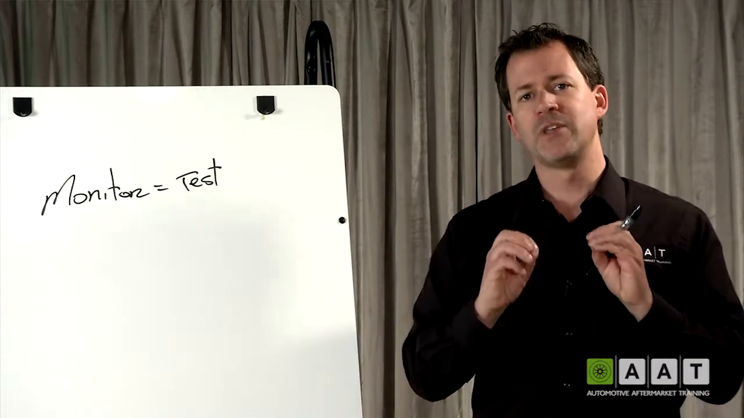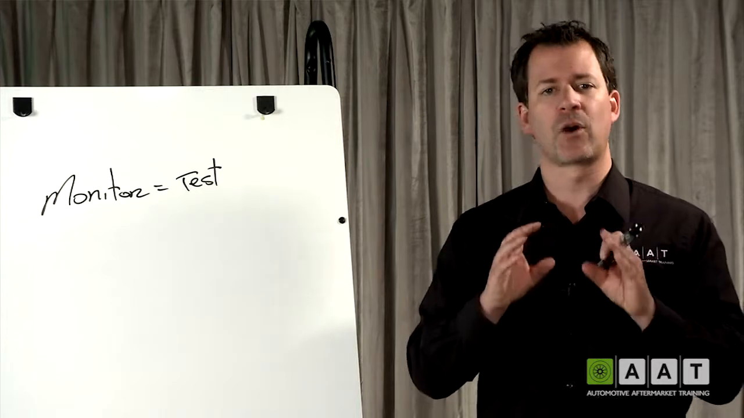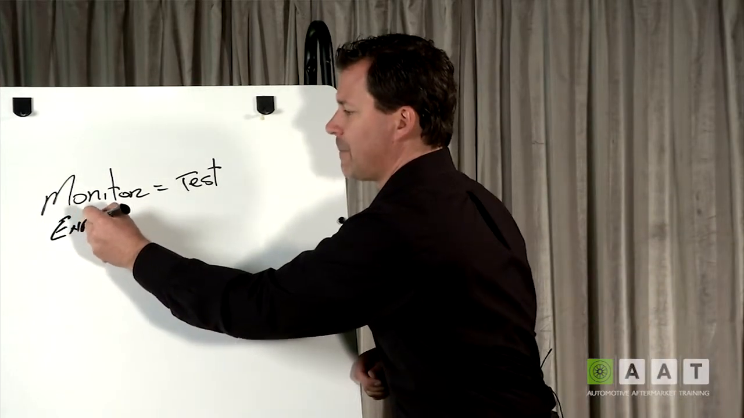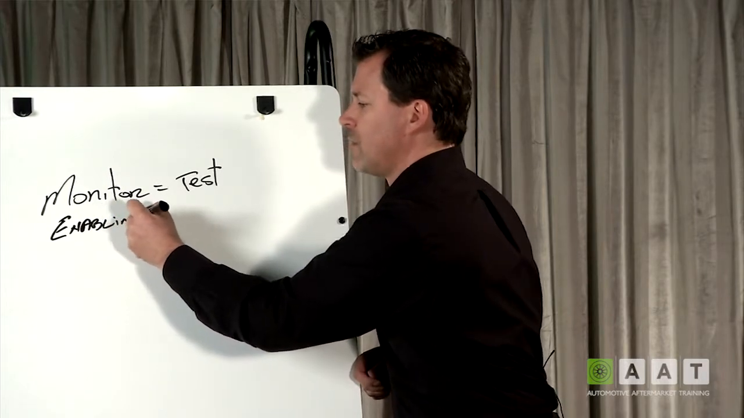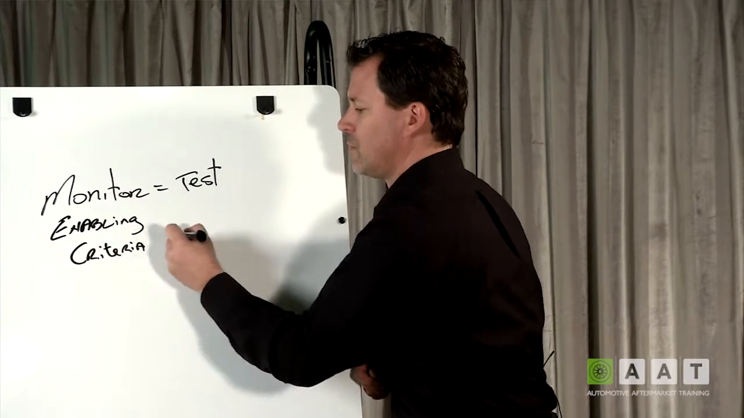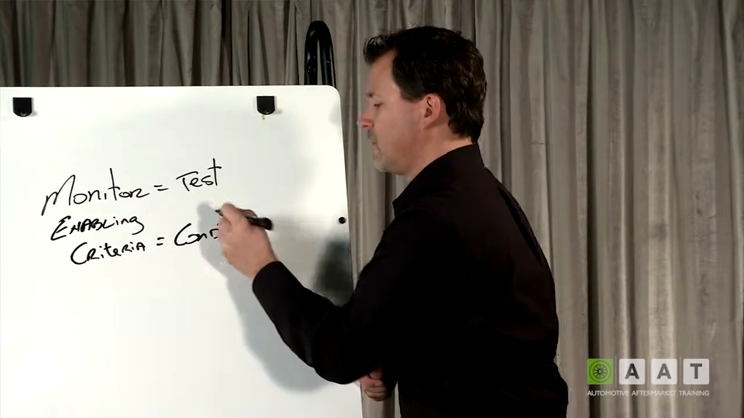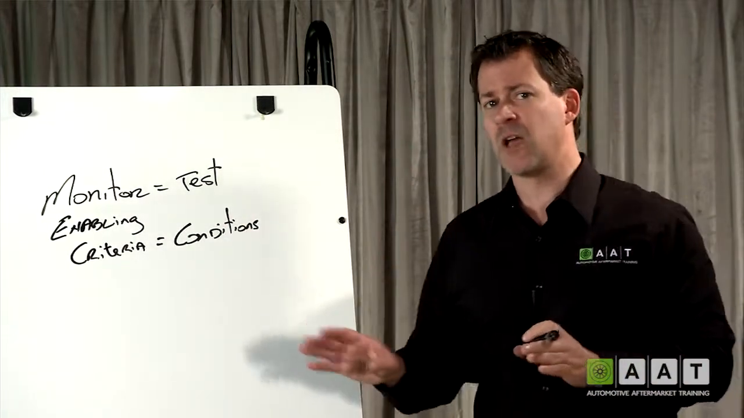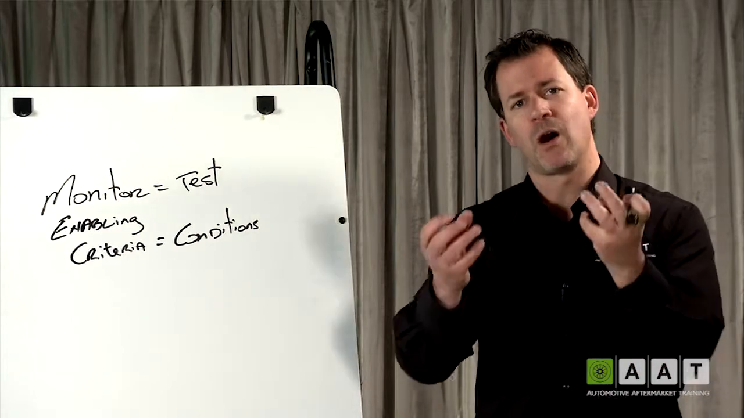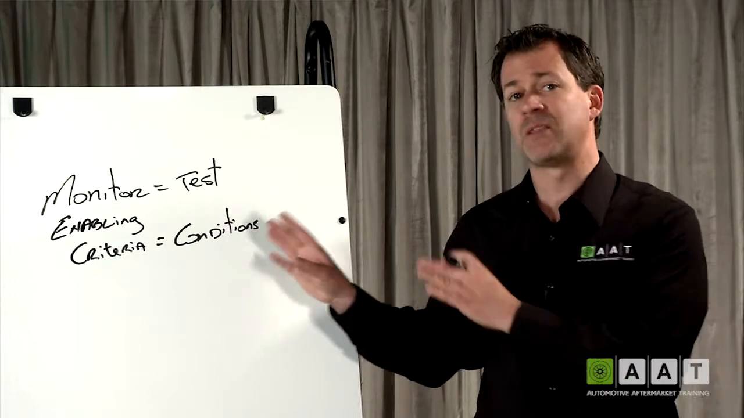To the car, these conditions that must be present in order for the test or the monitor to run are called enabling criteria. So enabling criteria is nothing more than conditions that must be present for the test to run. Okay? You don't have an enabling criteria, monitor won't run. Bottom line. So if we're going to use the onboard diagnostic system to help us out, we better be sure to meet the enabling criteria.